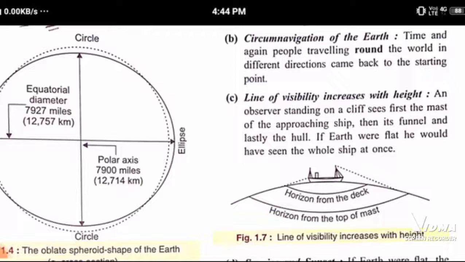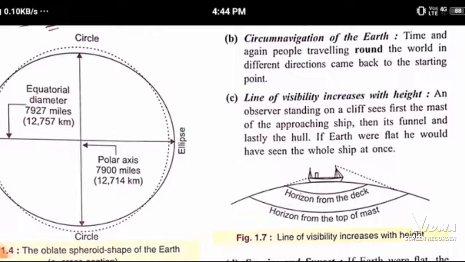Because the line of visibility increases with height. Like there is a mountain. If we see it from a cliff, we would first see the peak of the mountain, the apex of the mountain, because the line of visibility increases with the height.